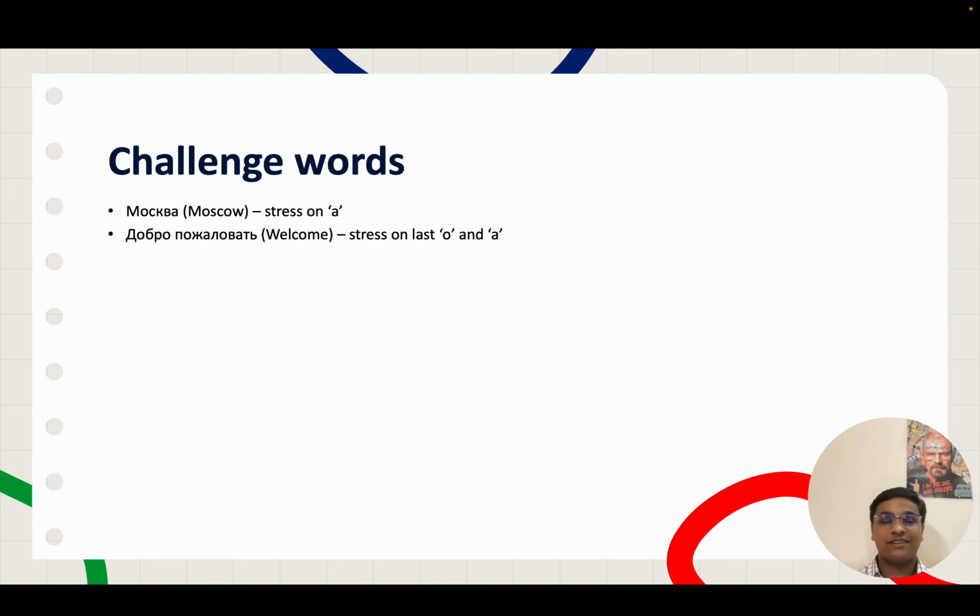Next we have Dobro pozhalovat. Repeat after me. Spelling is D-O-B-R-O. Dobro. In this word the last O is stressed. By now you would have understood the concept of stressing. It's read as Dobro pazhalavat. The A is stressed. It's not Poshalovat, but Pazhalavat.